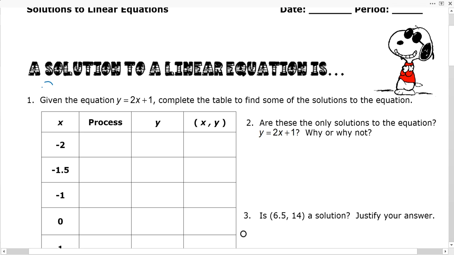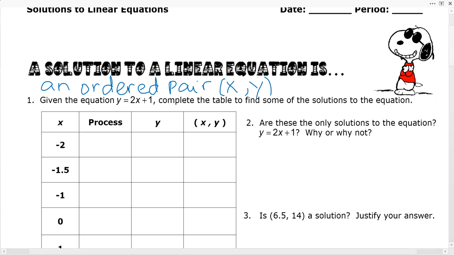Okay, a solution to a linear equation is an ordered pair. So it's an x and a y, where you substitute the numbers for x and y into the equation and find the solution. So you probably remember in, out boxes, processes. These are all things you did in probably 8th grade, maybe 7th grade.